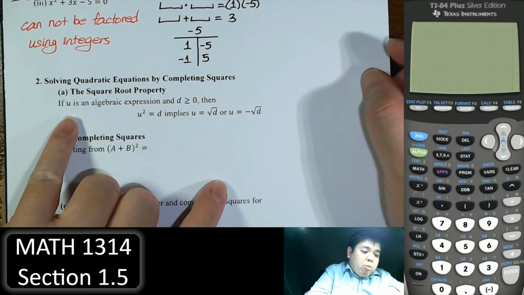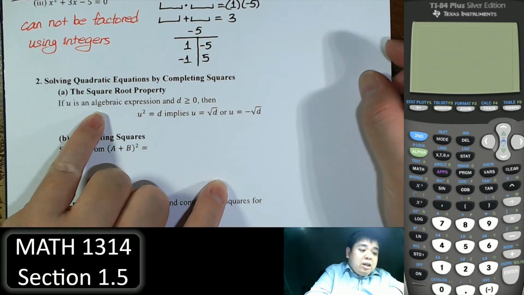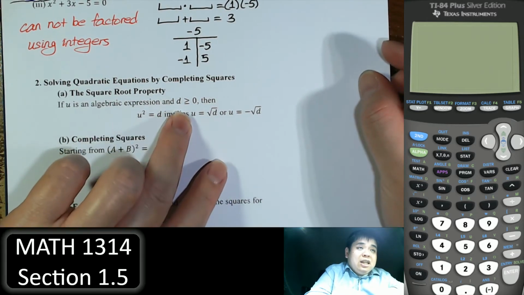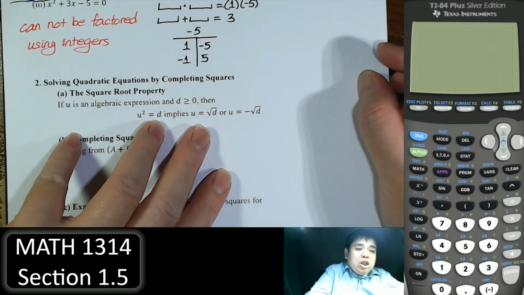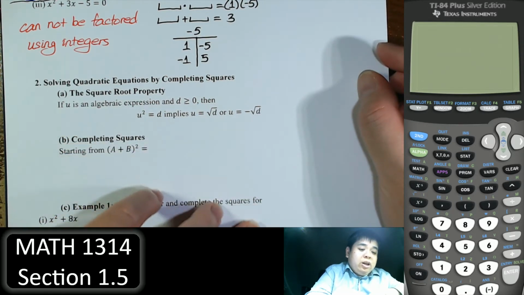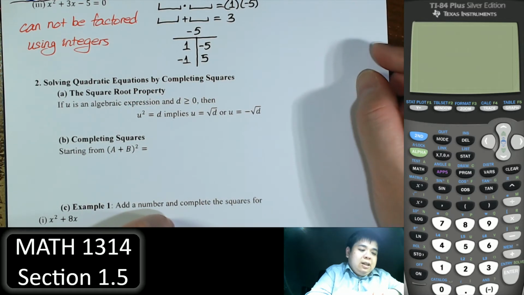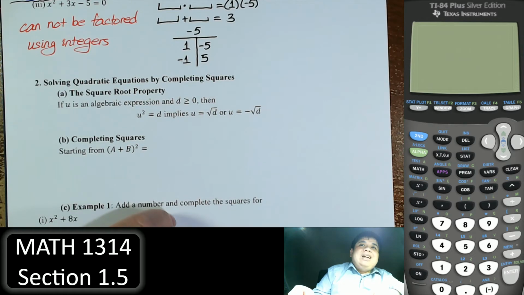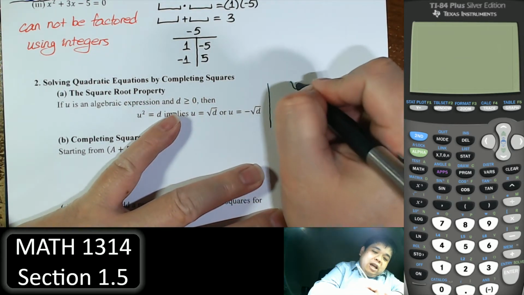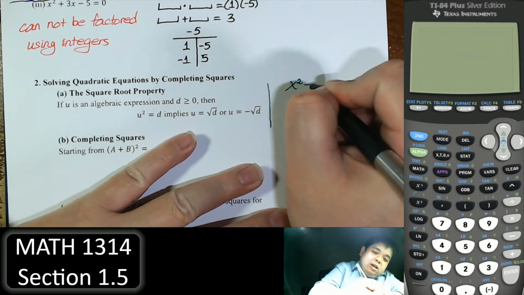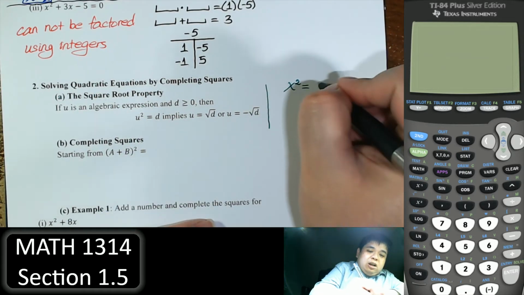The square root property says that if u is an algebraic expression and d is greater than or equal to 0, then u squared is equal to d implies u equals square root of d or u equals negative square root of d. Right. It's probably easier to think of this as an example. Let's say we have the equation x squared equal to 9.